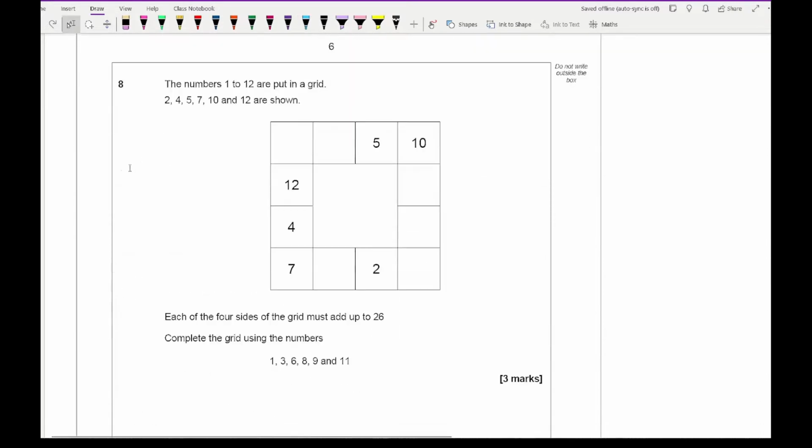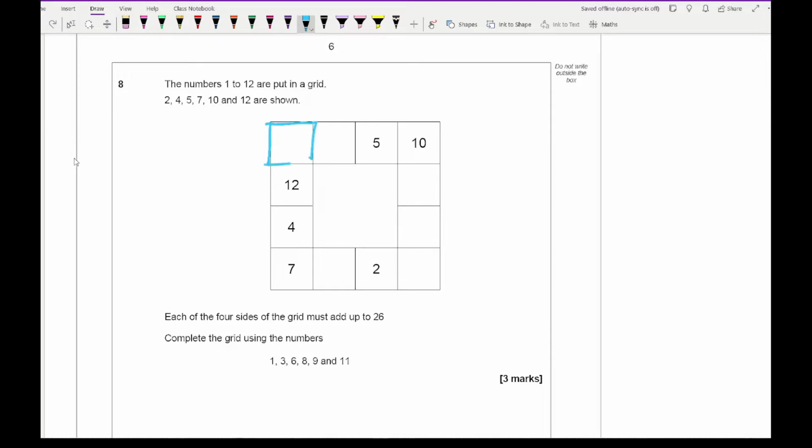Then moving on to question 8, it says the numbers 1 to 12 are put in a grid. 2, 4, 5, 7, 10, and 12 are shown. Each of the 4 sides of the grid must add up to 26, and it says complete the grid using numbers 1, 3, 6, 8, 9, and 11. So from this, what you want to do is, first of all, let's complete this grid here.